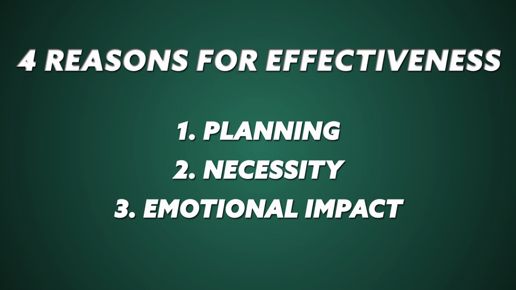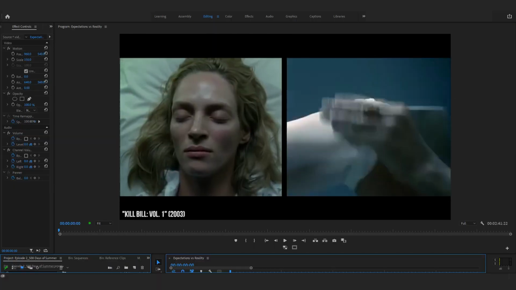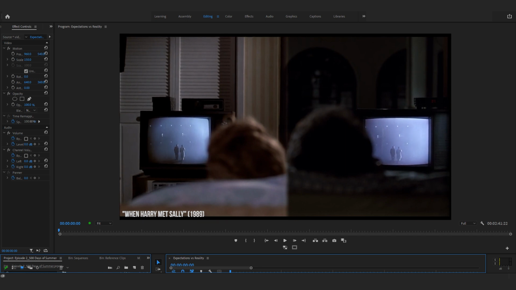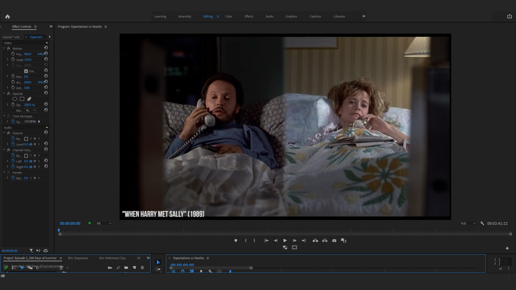The final factor of what made this such an excellent use of split screen is that it is covering evergreen content, or continued relevance, in pop culture and in life. As mentioned earlier, split screen is an incredibly common storytelling device in filmmaking, and you've probably seen it many times over without really taking note of it. So why is this particular use so memorable?